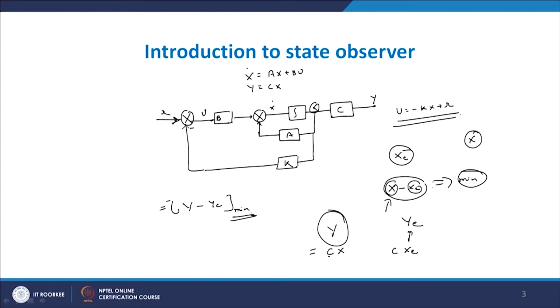Now this is our problem. How will you make all this arrangement? In order to do this, we need one device which can do the estimation, or which can do the correction between y and y_e. That is called an observer. Now we will draw the diagram for this observer. Say the original plant is like this.